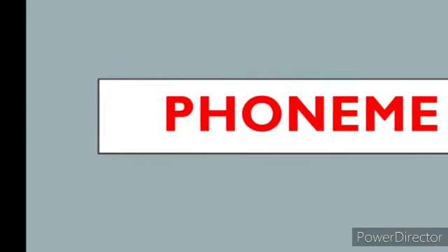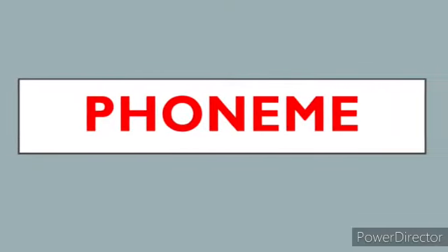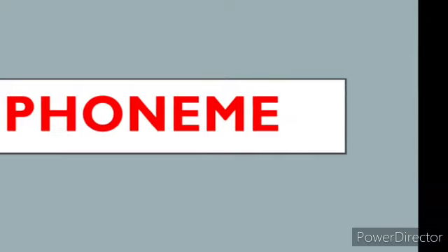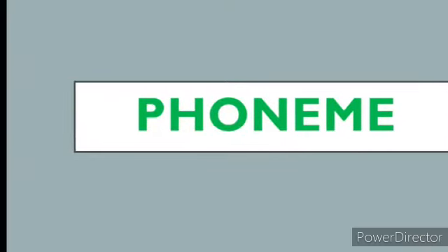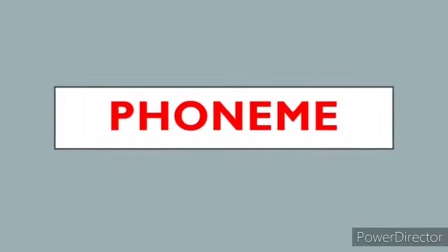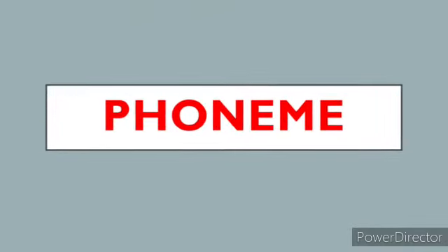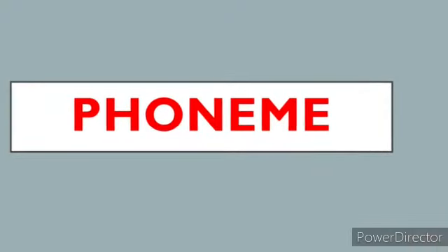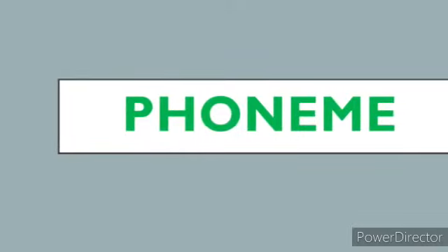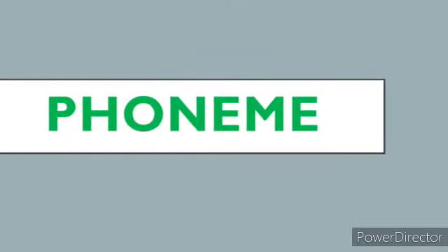Phoneme is the smallest unit in the sound system of a language. For example, if we divide the word fast, we will find that it consists of the sounds F, A, S, T. These sounds cannot be further divided and so they are phonemes. In English, there are altogether 44 distinct sounds called phonemes, out of which there are 24 consonants and 20 vowels.